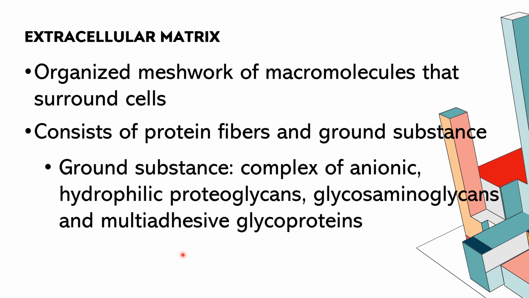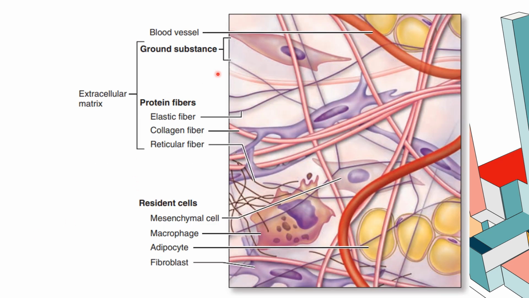For your ground substance, it is a complex of anionic hydrophilic proteoglycans, glycosaminoglycans, and multi-adhesive glycoproteins. Your extracellular matrix is where your animal tissue cells are embedded. Seen in your extracellular matrix will be your cells, like your fibroblast and the rest of your fixed cells in your connective tissue.